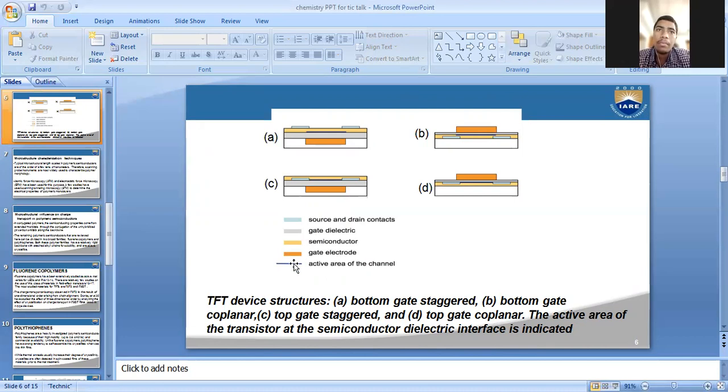Now here the five colors are identified: source and drain contacts, gate dielectric, semiconductor, gate electrode, and active area of the channel. These are the five colors for the structures. Next we will move on.